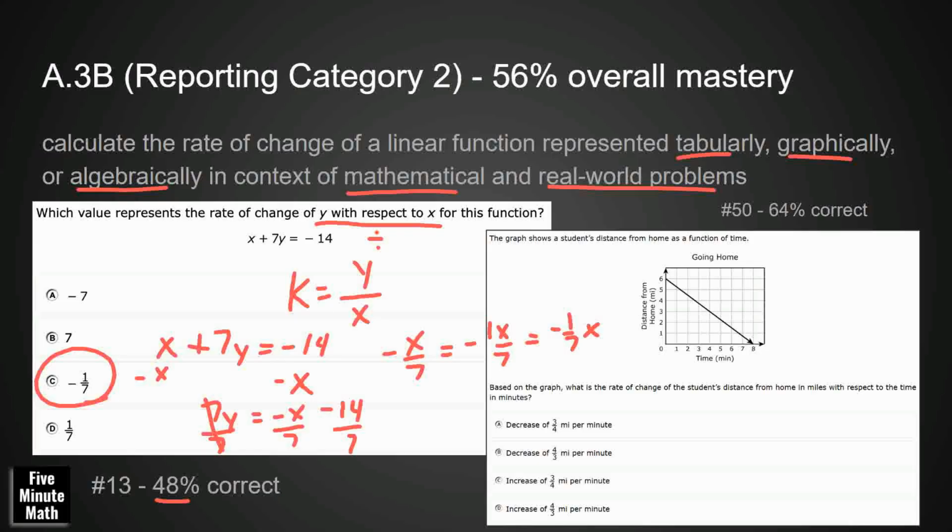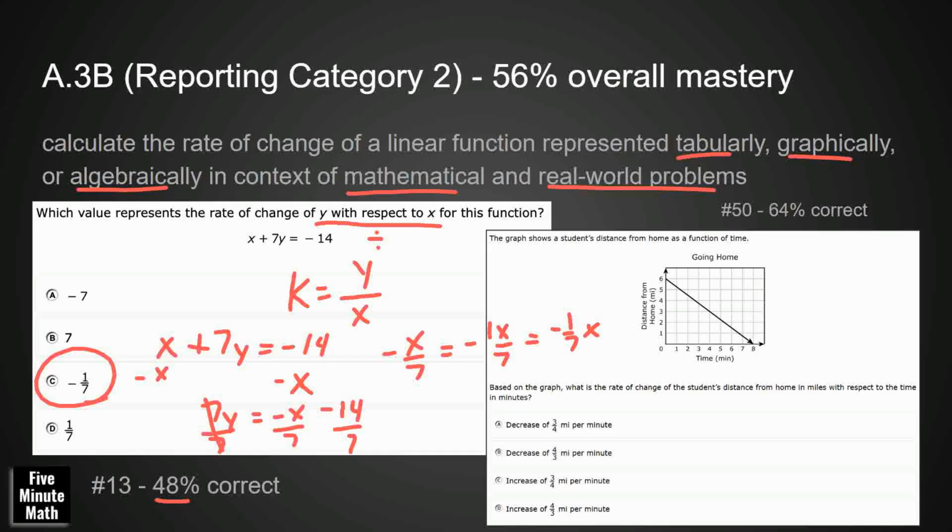So you see, even if we were able to get that negative x over 7, we still had to do a little bit of work to interpret that as our negative 1/7. And we only had 48% of our students get that correct. There were just a whole bunch of sevens here. And if you didn't know what to do, you were probably just guessing.